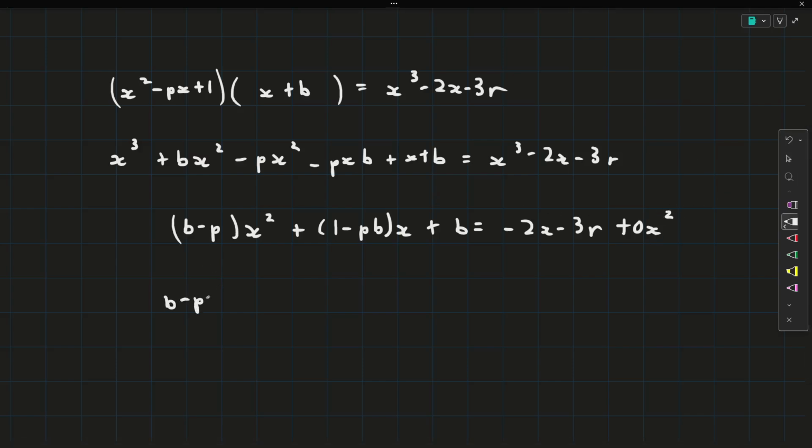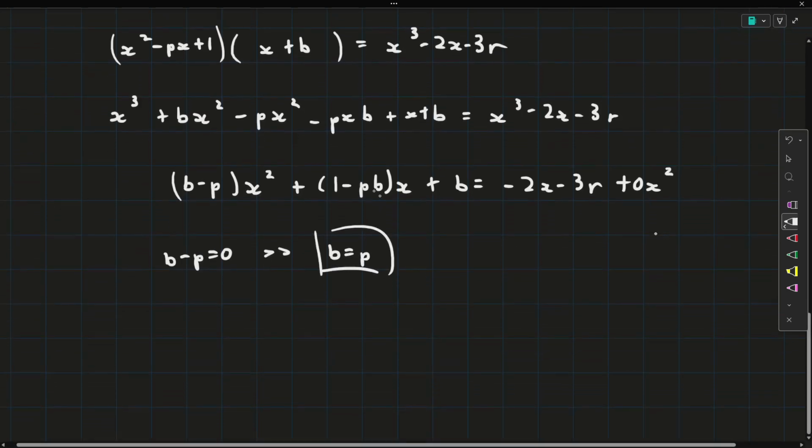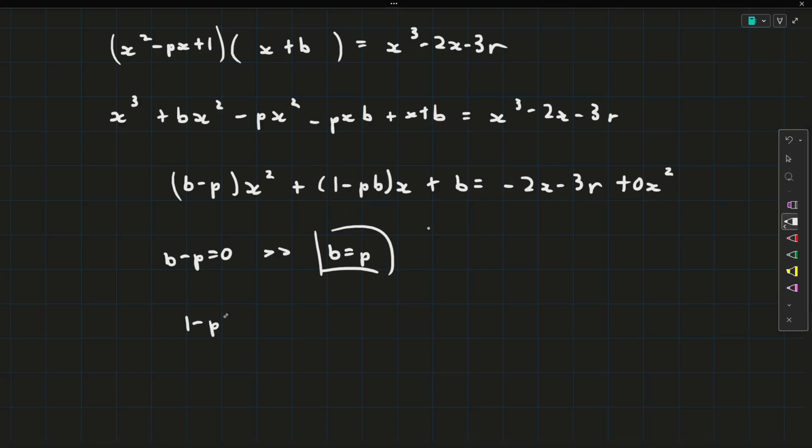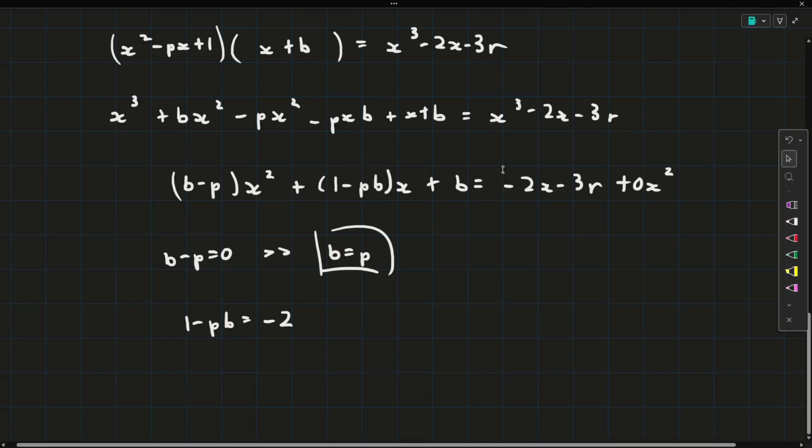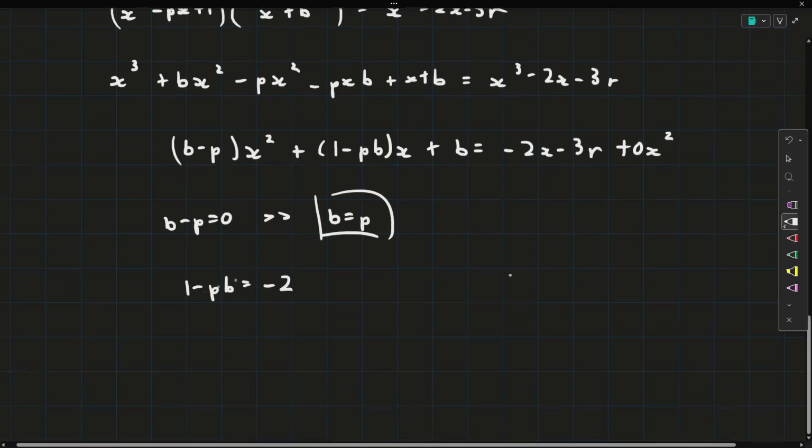So that means that b minus p is equal to 0, or in other words, b is equal to p, which is a useful fact. So if b is equal to p, now we can look at the x terms. If we look at the x terms, we see that 1 minus pb will be equal to minus 2, because they're the numbers in front of the x, as you can see here. And here we have plus something times x, and here you can think about it as plus minus 2 times x. So they're equal, and then we know that b is equal to p.